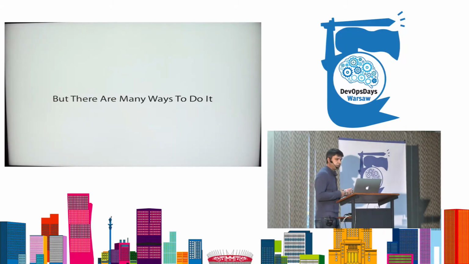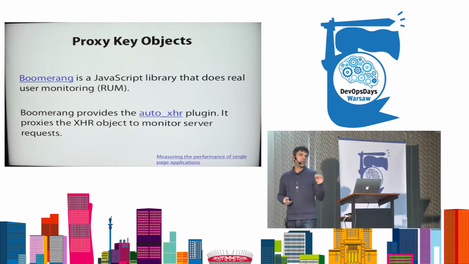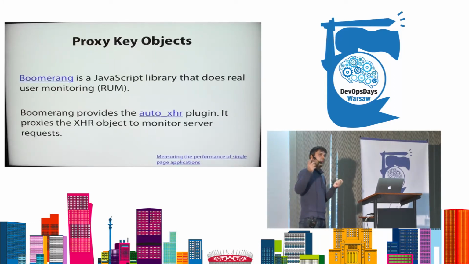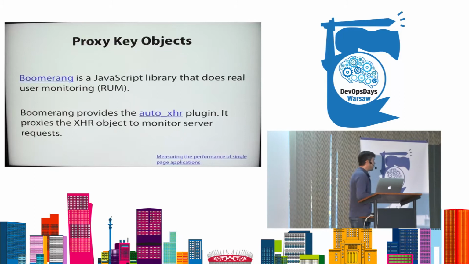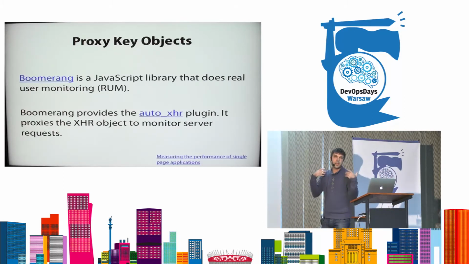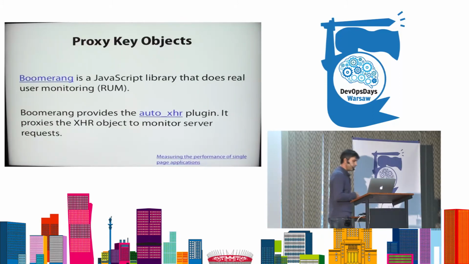I'll give just a couple of examples. There are many different techniques. One of those is to proxy some key objects. Usually you have some key objects that are responsible for making these remote calls, for instance. In this example, and we're actually using this library, Boomerang is a library that does real user monitoring. So if a user is accessing a website and clicks on a button, Boomerang helps you to measure, sometimes using standard browser APIs, the time it takes from clicking a button until receiving the response and rendering the screen.